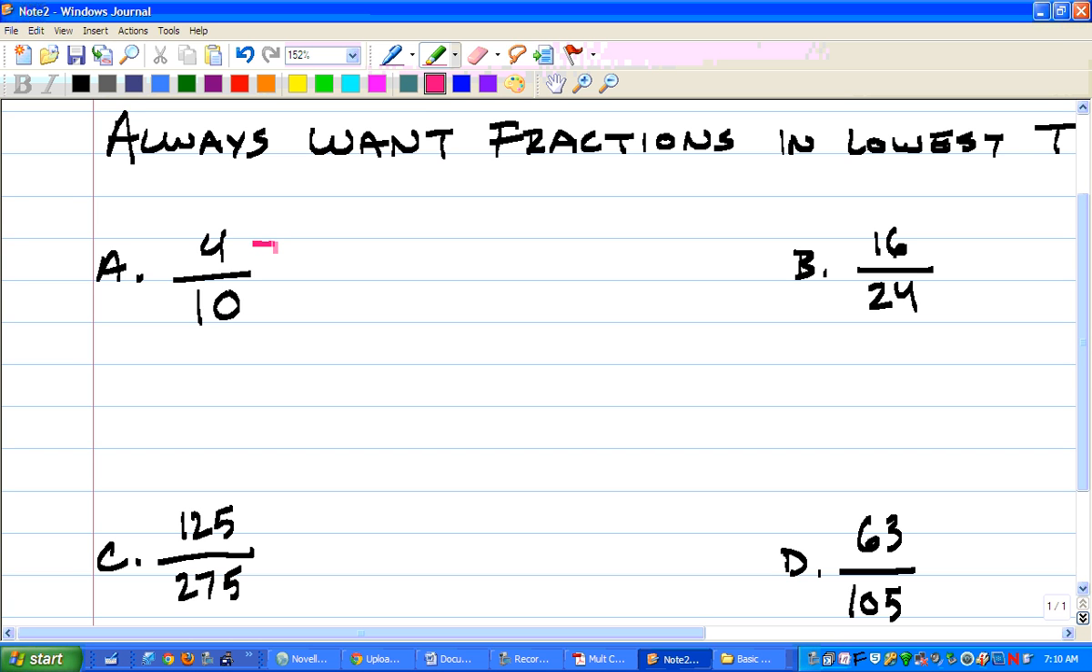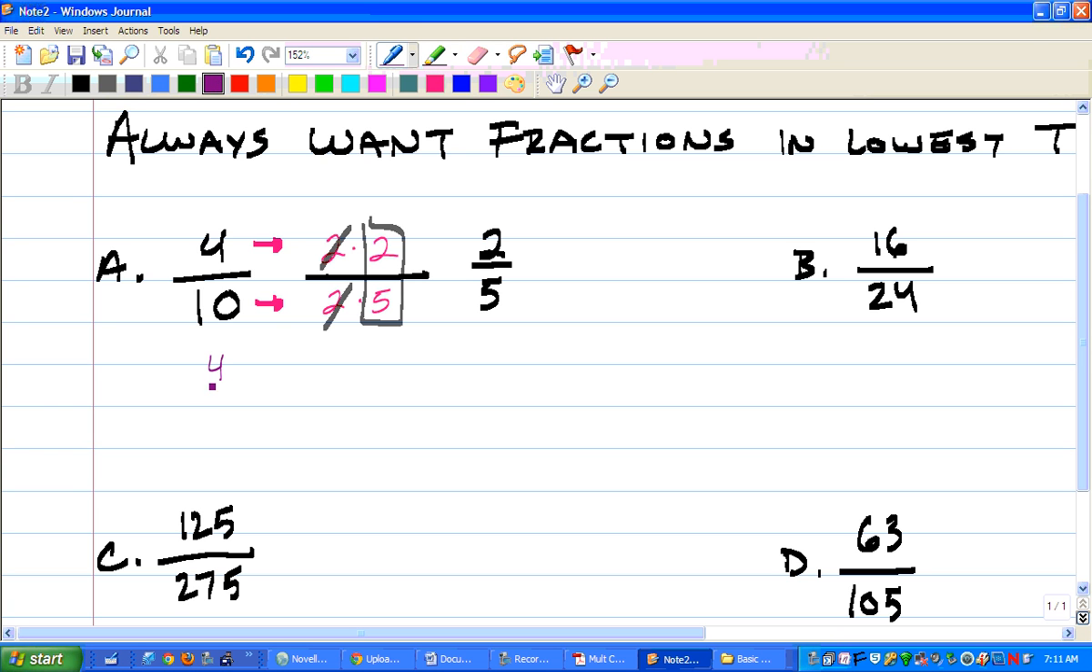Okay, so the prime factorization of these two numbers, 4, is 2 times 2. Now, the prime factorization of 10 is 2 times 5. When we break those numbers down, you can see that 2 goes into both of them. And your numbers that are left over are 2 over 5. And that's what it reduces to.